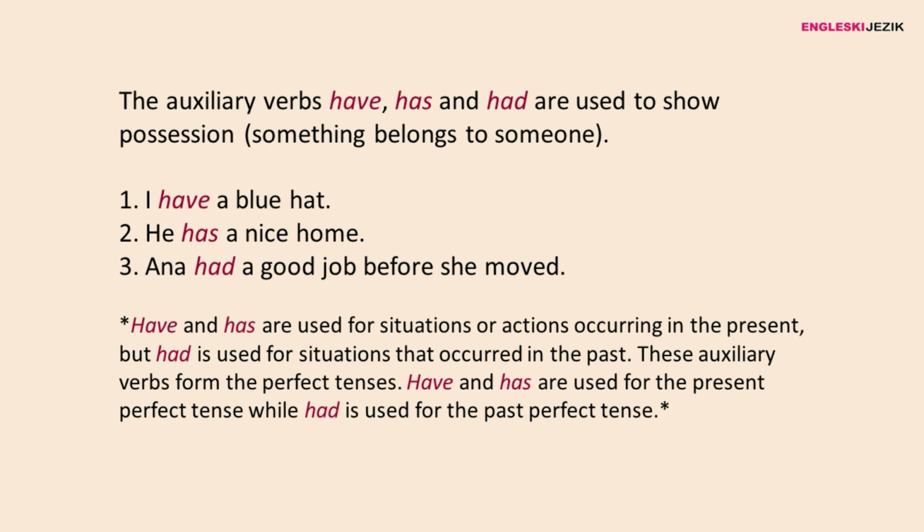We have to remember that have and has are used for situations or actions occurring in the present, but had is used for situations that occurred in the past. These auxiliary verbs form the perfect tenses. Have and has are used for the present perfect tense, while had is used for the past perfect tense. However, you shouldn't be discouraged by these rules because everything will be much more clear to you. It'll make sense after I explain each of these auxiliary verbs one by one.